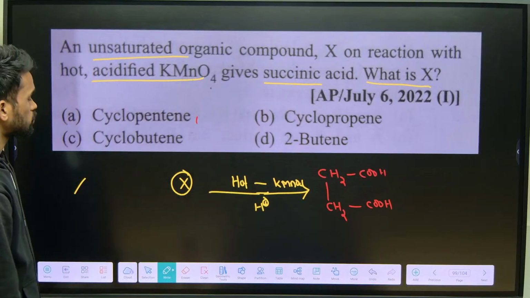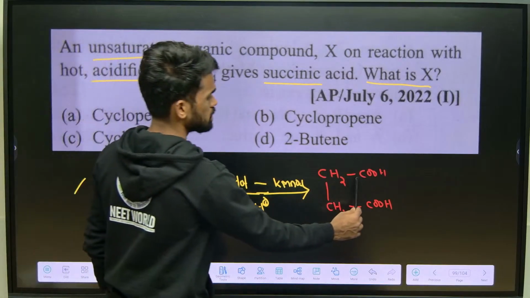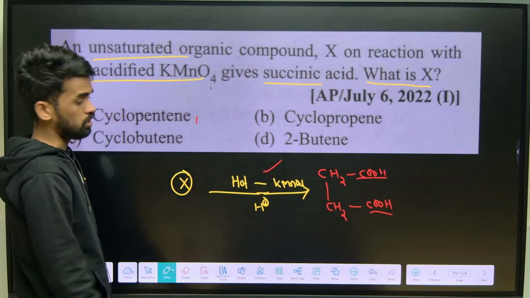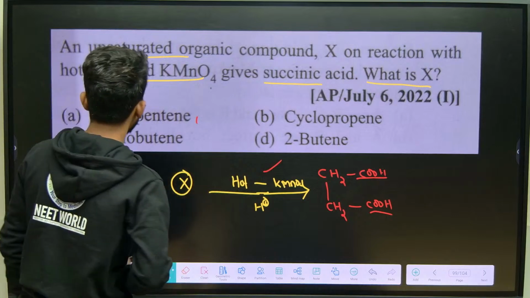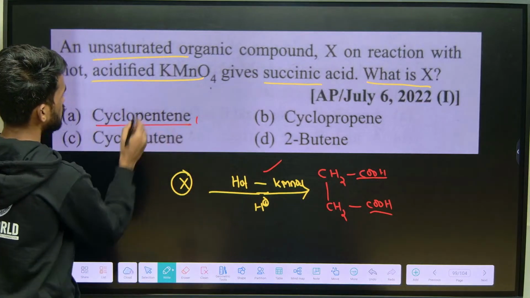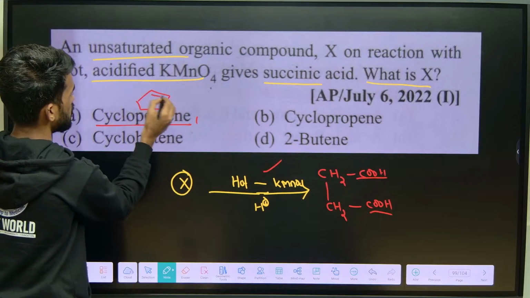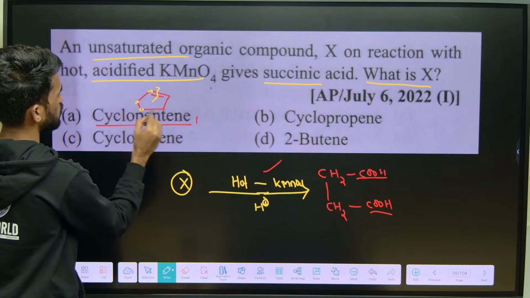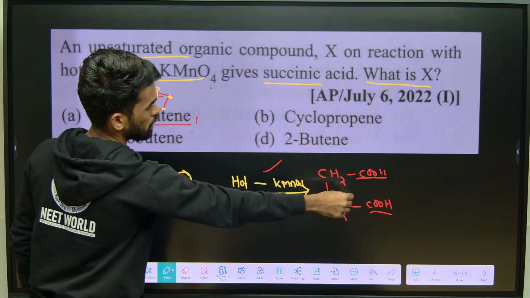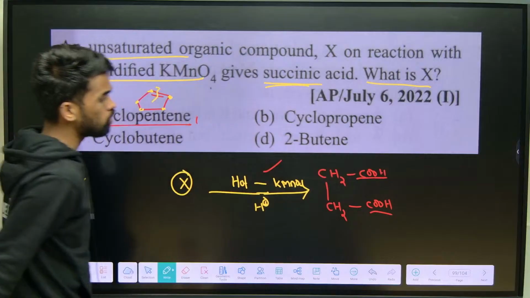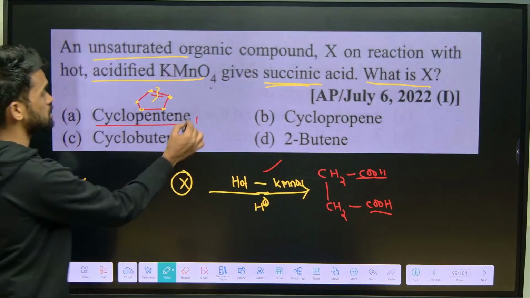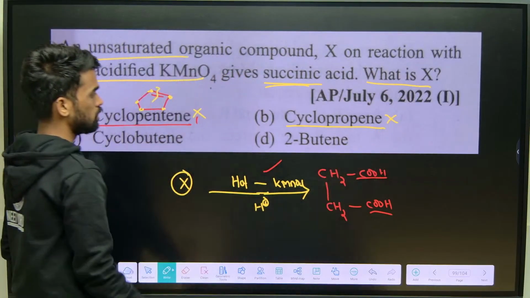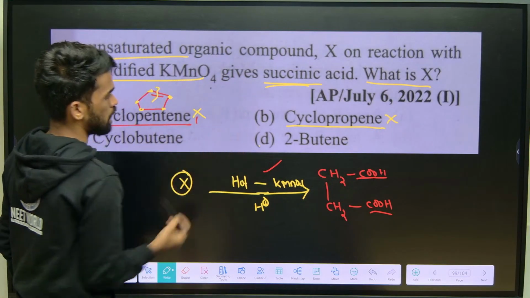See, we know carboxylic acids can be formed from alkenes when we treat them with hot KMnO4 by an oxidation reaction. If I take cyclopentene, it will be like this. If you break this double bond, you are going to get 1, 2, 3, 4, 5 carbons. But our product should have only 4 carbons, so this is not the one. And what about cyclopropene? 3 carbons only, not the one. So between C and D, your answer will be there.